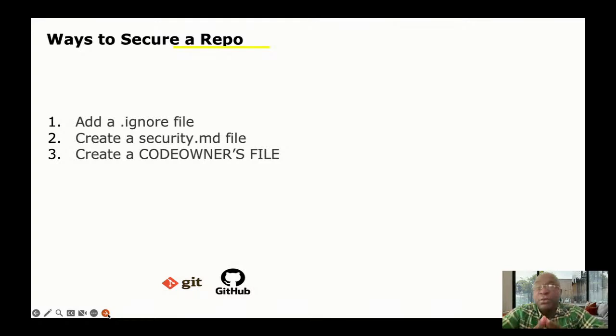Some of the ways we're going to secure the repo, we're going to do a lot of things today, but number one, we're going to be adding a .ignore file. A .ignore file will have sensitive information, like we'll say that anything with sudo, don't push it. When you put all this instruction in the .ignore file, whenever you're pushing, it keeps all that sensitive information.